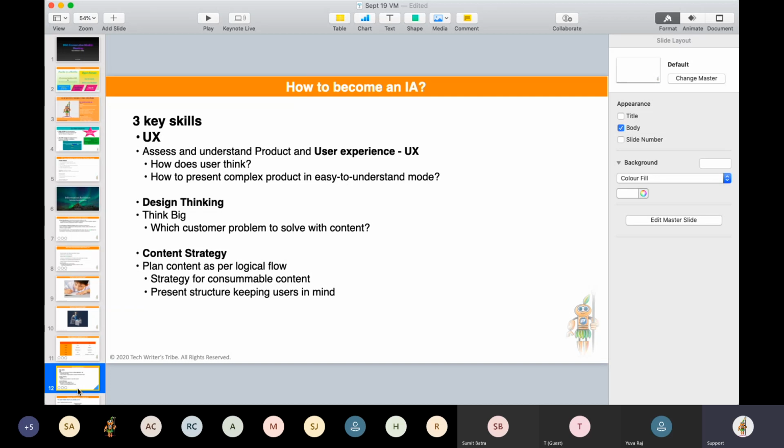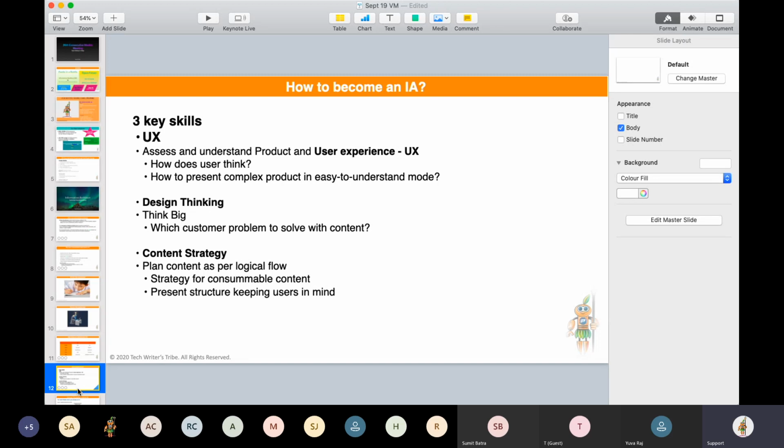I hope by this time it's a bit clear that technical writers are a bit different. I won't say 100% different, but a bit different from the IA's role. Now, to become an IA, you don't need to ride a special horse or wear a special mask. Simple thing: three key skills you need. UX, which is user experience. The IA must understand the user experience, or the customer experience, better. Generally, that is what the IA is there in the organization for. Like Sumit was explaining right now, his organization is trying to bring in an IA. This is what the IA will do first.